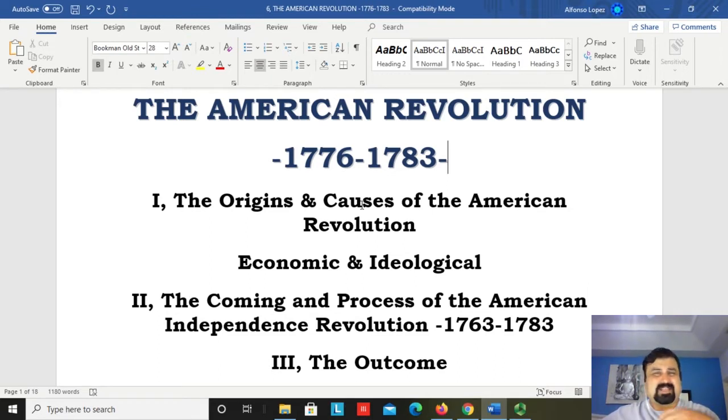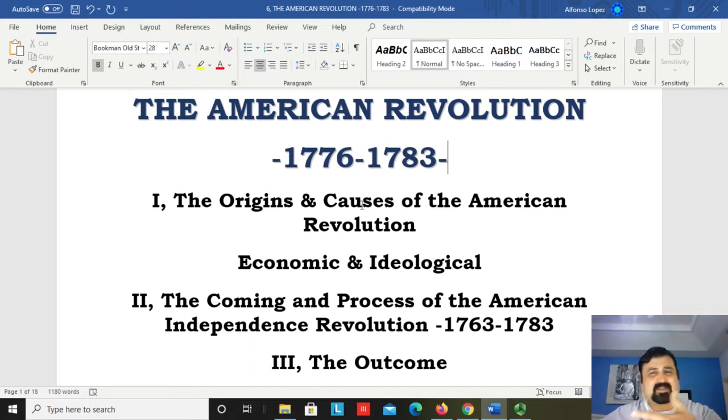So the second segment is going to look at the coming and process of the American Independence Revolution. We're not really going to cover military campaigns, etc., but just the immediate events leading to the Declaration of Independence, starting in 1763. We're going to see, of course, the relationship between the colonies and Great Britain changing, becoming more and more aggravated.